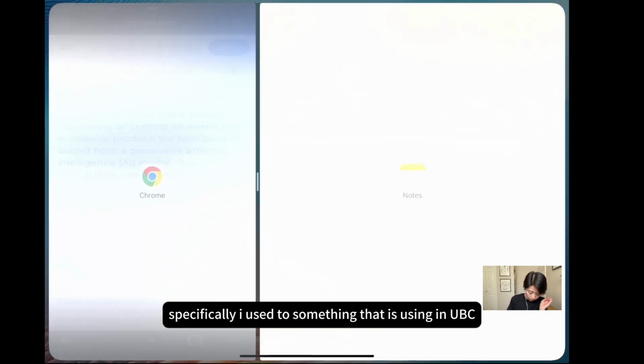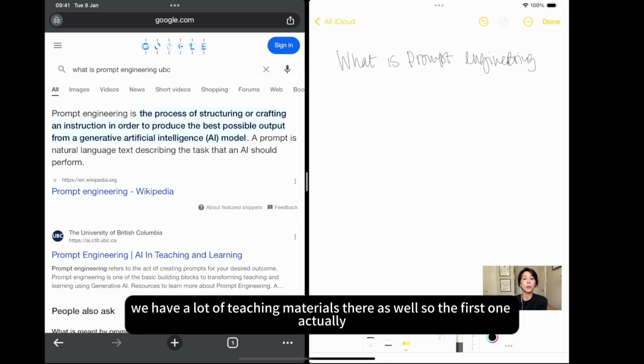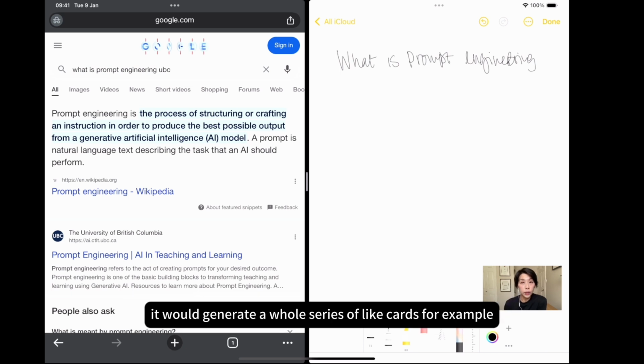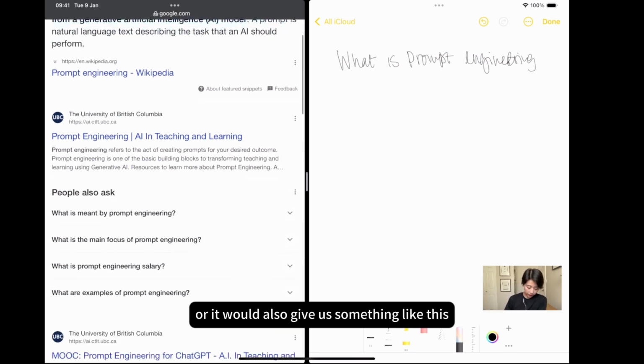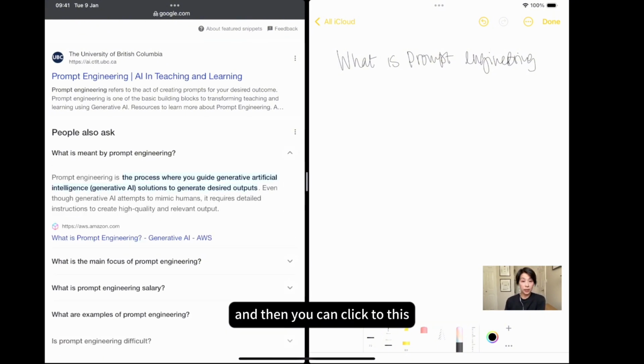Specifically, I used something that is used at UBC because, as a person who teaches at UBC, we have a lot of teaching materials there as well. So the first one, actually, this is prompted by AI. Once upon a time, when we searched in Google, it would generate a whole series of cards, or it would also give us something like this, which is like, what does this mean? And then you can click to this.